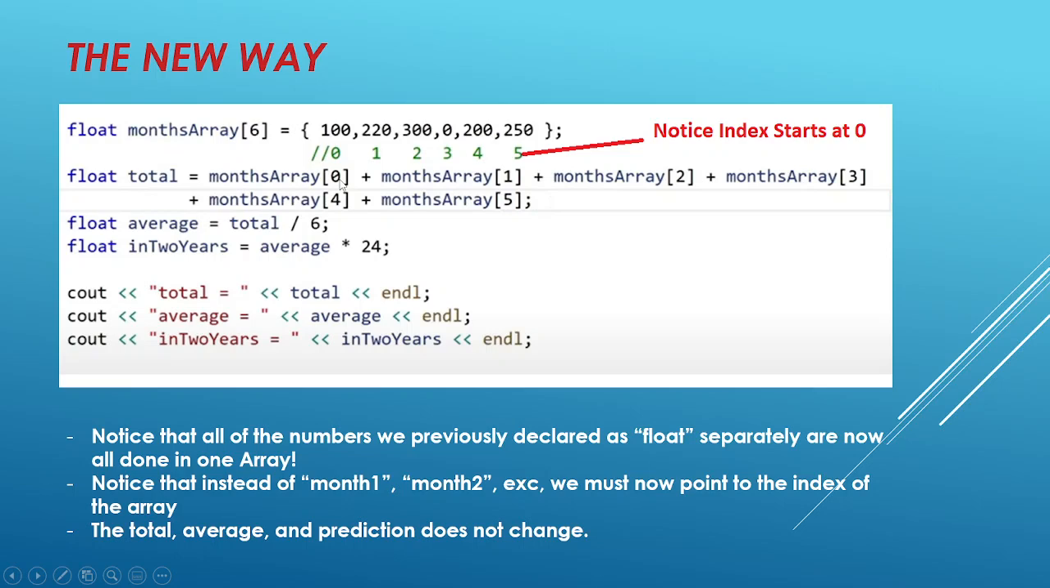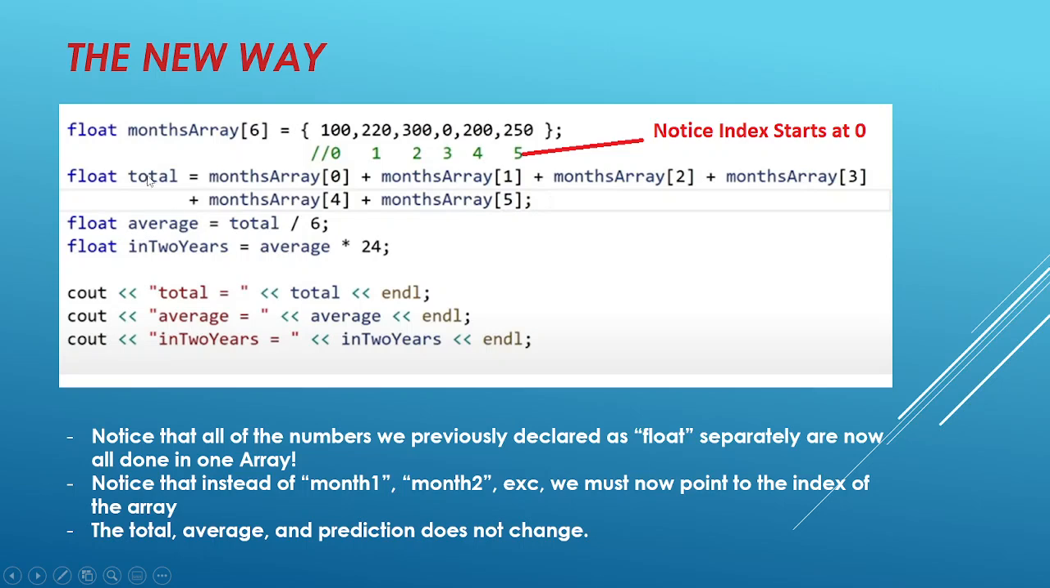So what we have to do is point to the element of the array. Months array, and you say what element you want. 0. 0 is a 100. Plus months array, index number 1. Index number 1 is a 220. Plus months array number 2. Index number 2 is a 300. So hopefully you guys see what's happening there.